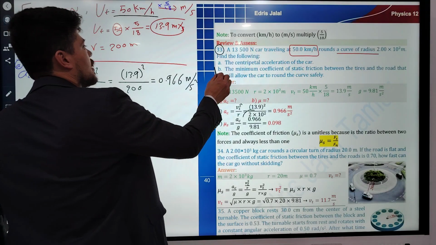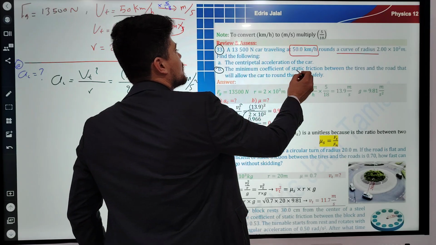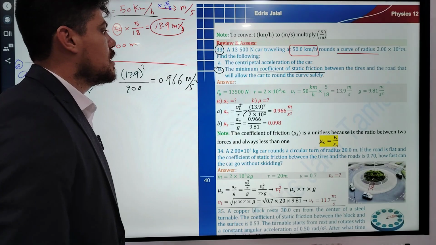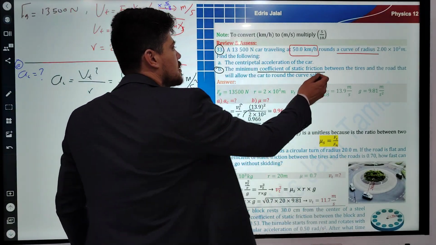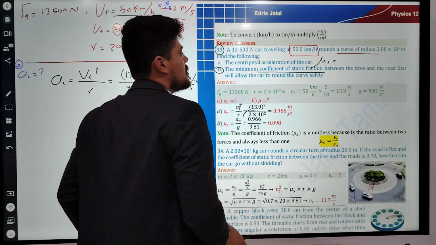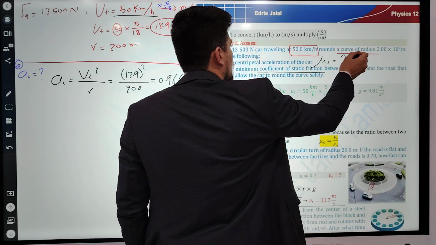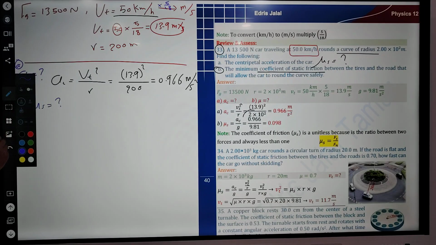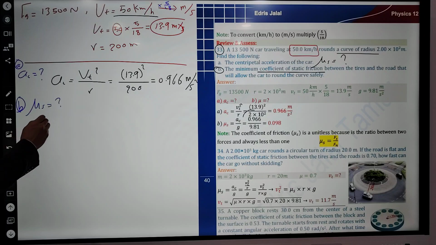Branch B, the minimum coefficient of static friction. If you see this statement, it means that mu s is unknown: the minimum coefficient of static friction between the tires and the road that will allow the car to round the curve safely. So mu s is unknown. Branch B, what is unknown? Mu s is unknown.